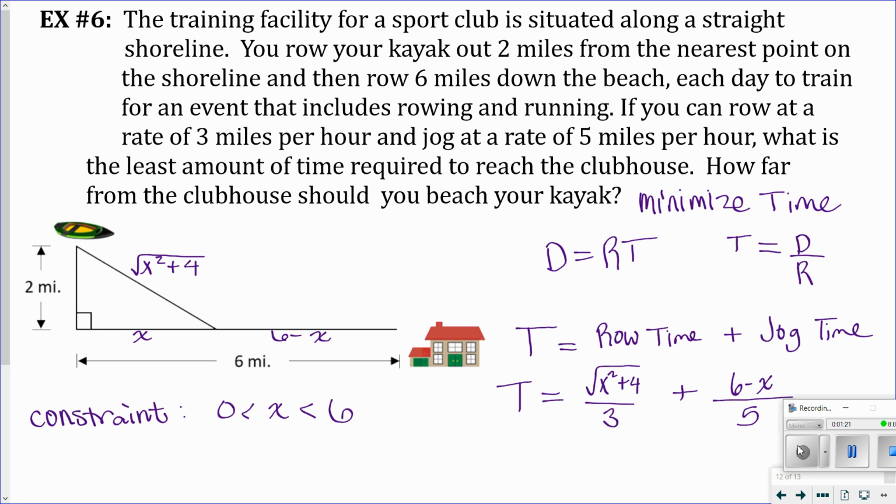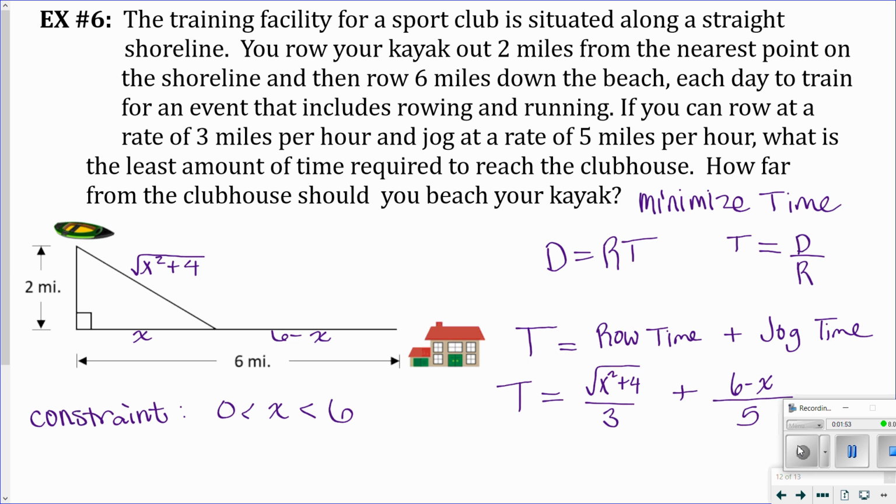So it says here, your training facility is situated along the straight shoreline. I think the training facility is supposed to be that house-looking thing. You row your kayak out 2 miles from the nearest point on the shoreline and then row 6 miles down the beach each day to train for an event that includes rowing and running. If you can row at a rate of 3 miles per hour and jog at a rate of 5 miles per hour, what is the least amount of time required to reach the clubhouse? How far from the clubhouse should you beach your kayak?